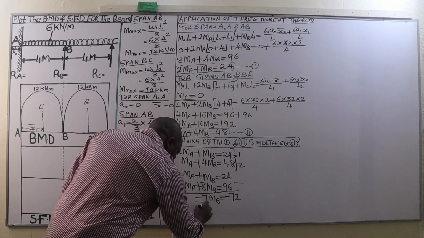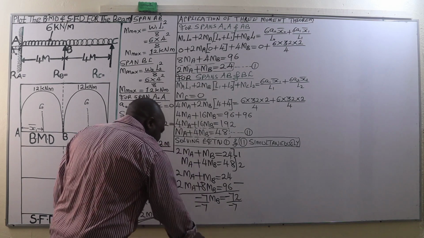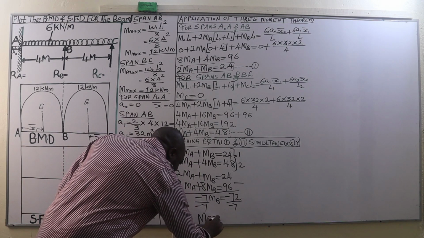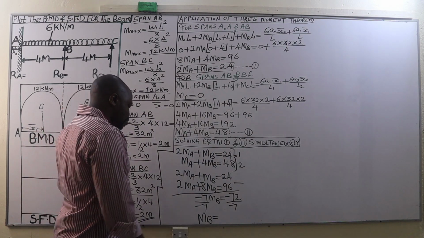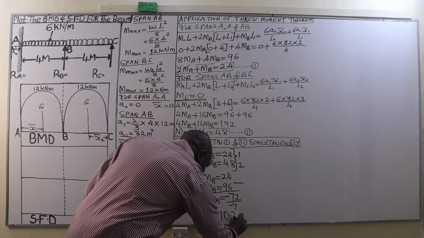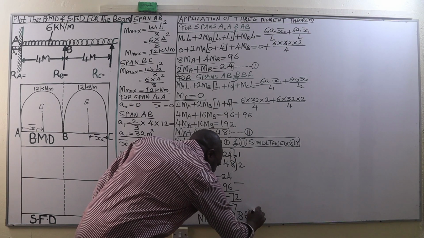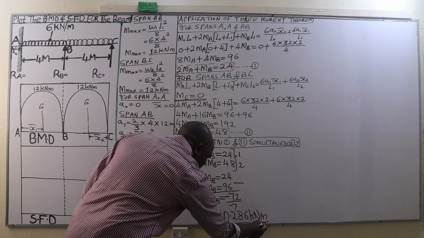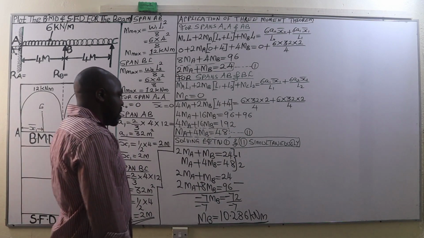Then from there we divide both sides by negative 7. And that is going to give us the bending moment at B being equal to 10.286 kilonewton meters. So, ladies and gentlemen, that is the value of the bending moment MB.